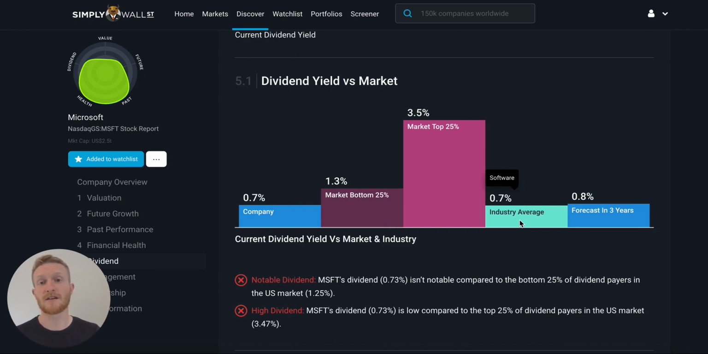If I do want a high dividend yield, I should look within this market and see what other industries are out there that might be paying more. So it tells you it's on par with dividend payers in the software industry. So that's pretty standard. And the next thing we provide, as I mentioned, is the forecast.